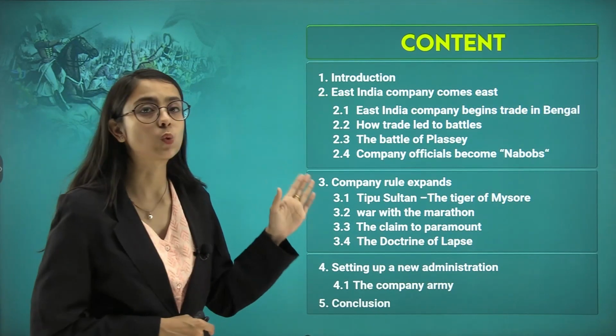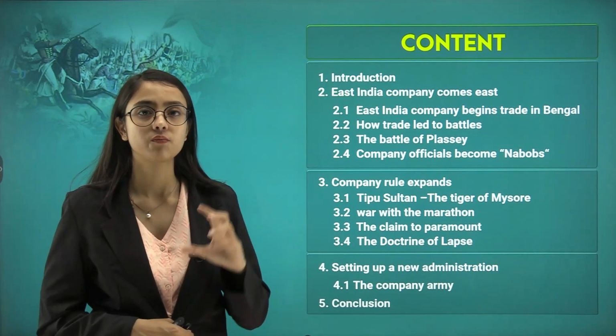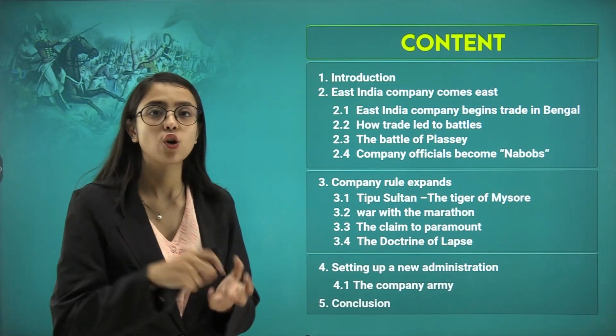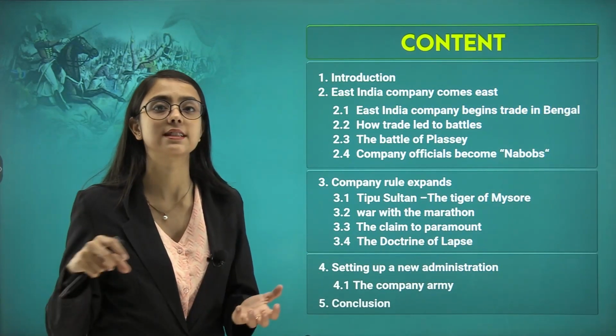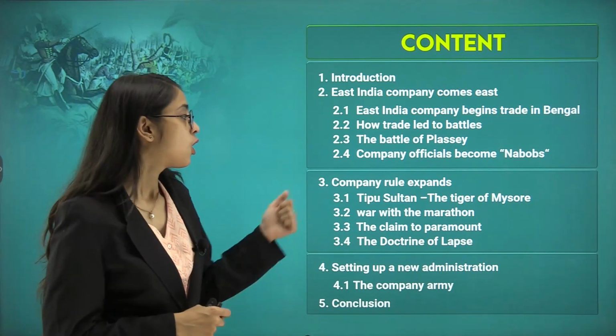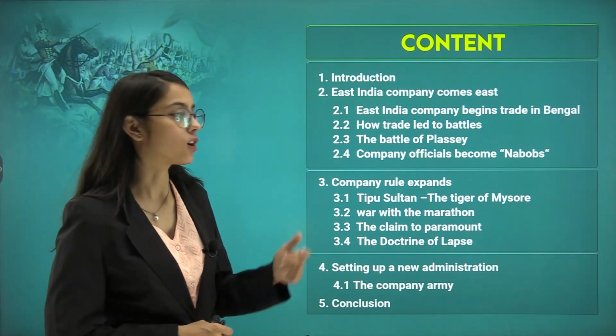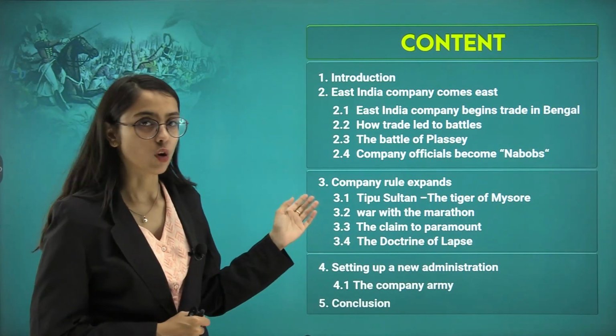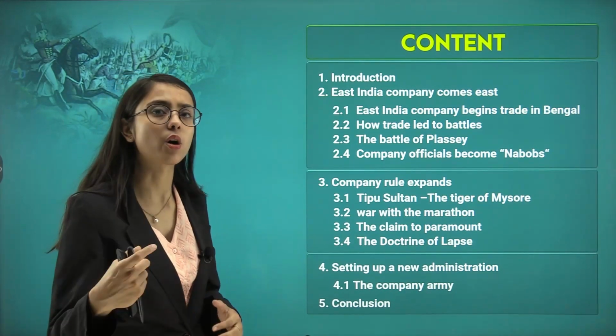In the second part of this chapter, we will learn about how the company rule expands. How did the East India Company manage to expand its rule and conquer different parts, provinces and states of India? Who was Tipu Sultan and why is he called the Tiger of Mysore? Then we will see the war with the Marathas. What was the war about?